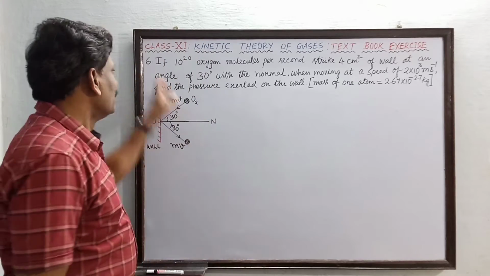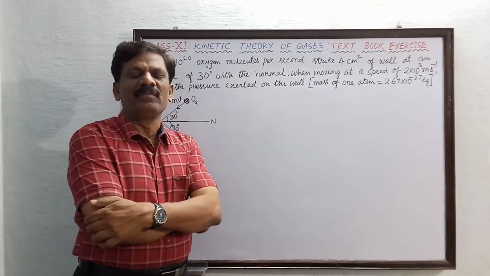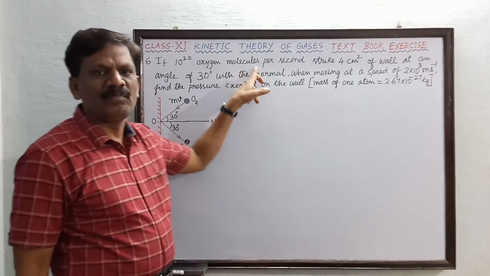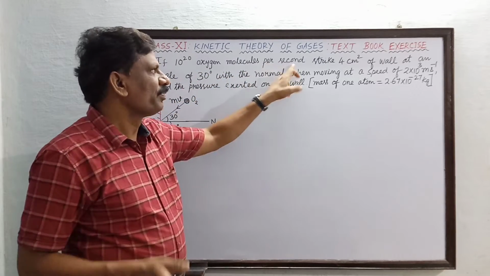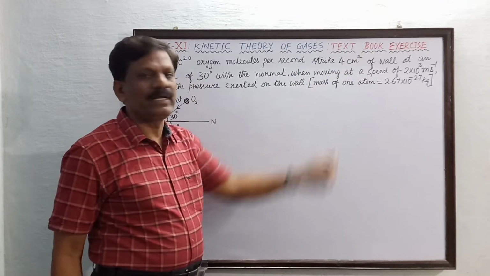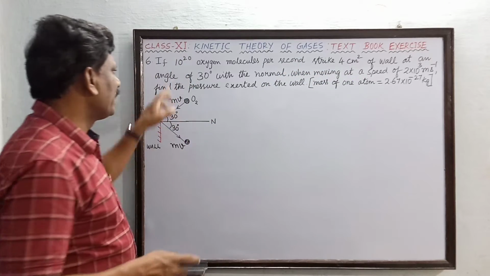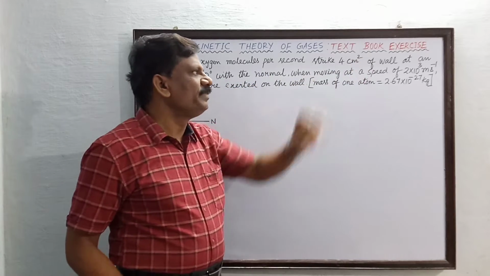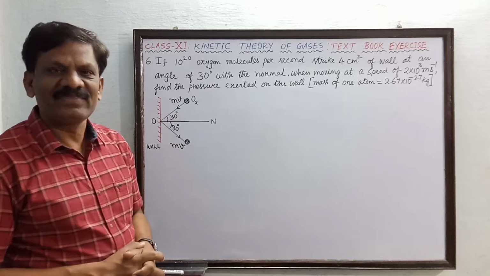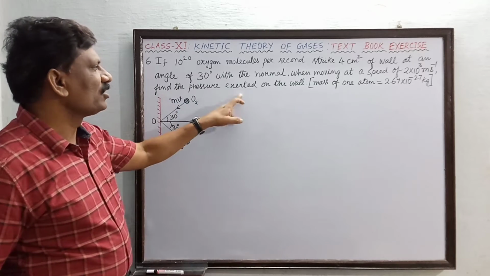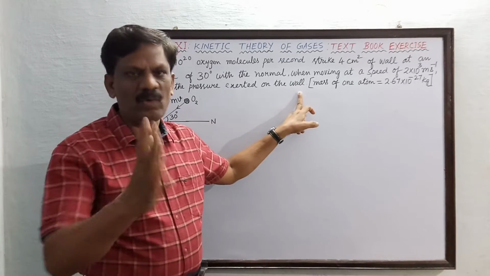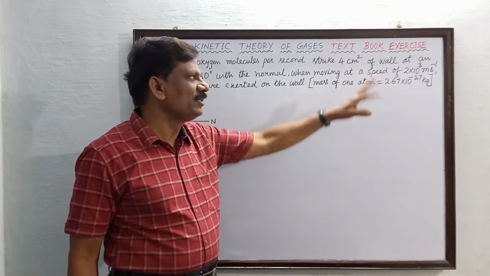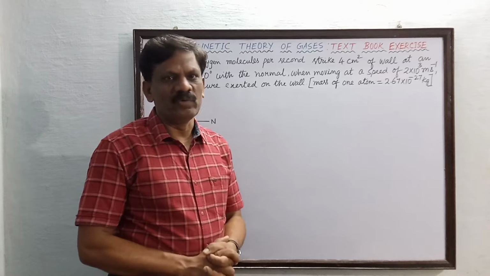Hi students, now we are going to solve numerical problem number 6. If 10 power 20 oxygen molecules per second strike 4 centimeter square of a wall at an angle of 30 degree with the normal, when moving at a speed of 2 into 10 power 3 meter per second, find the pressure exerted on the wall. Given mass of one oxygen atom is 2.67 into 10 power minus 27 kilogram.